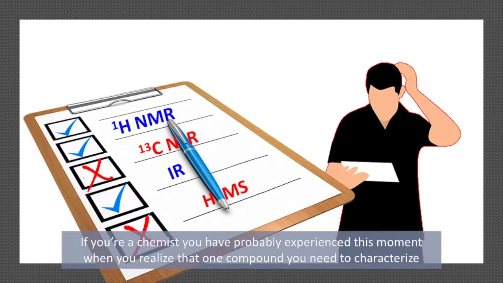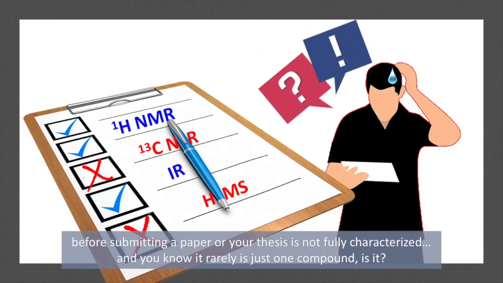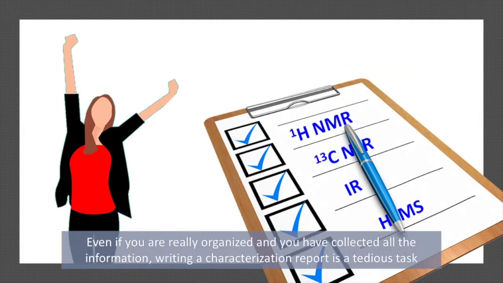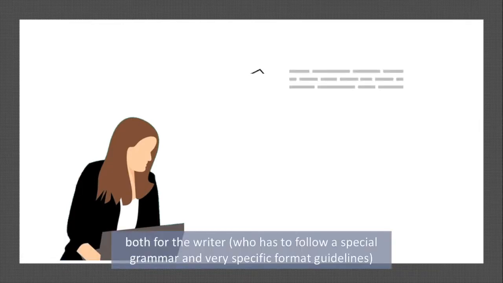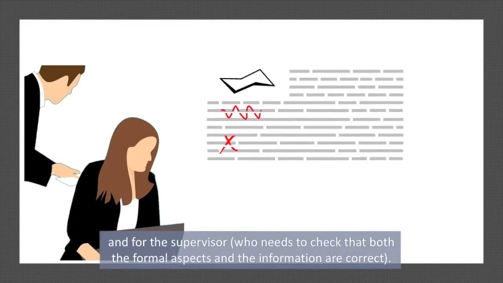If you're a chemist, you have probably experienced this moment when you realize that one compound you need to characterize before submitting a paper or your thesis is not fully characterized. And you know, it rarely is just one compound, is it? Even if you are really organized and you have collected all the information, writing a characterization report is a tedious task both for the writer, who has to follow a special grammar and very specific format guidelines, and for the supervisor, who needs to check that both the formal aspects and the information are correct.